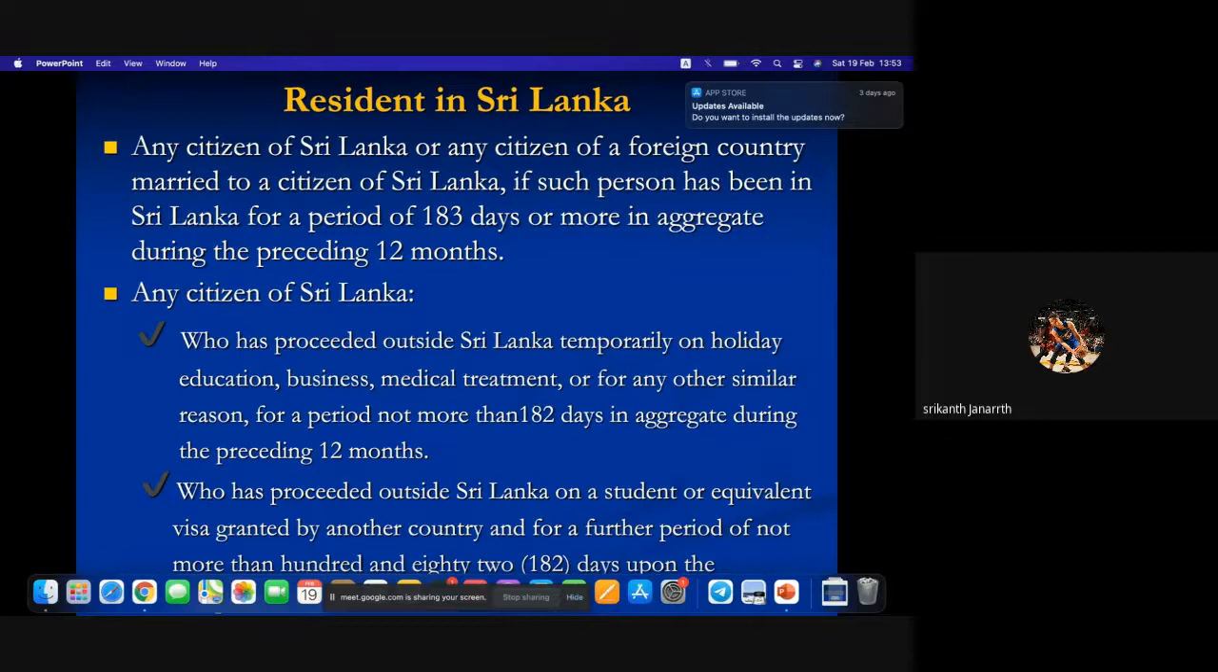Then look at the third one. A student visa or equivalent visa granted to a person to study abroad, right? When a person is on a student visa or equivalent visa outside Sri Lanka to pursue education, he is treated as a resident. The time frame given is that once they complete the education, they should come back to the country within 182 days. So if a student goes to Australia, does his degree program, then wants to do the masters, and remains there, after the masters when he comes back here within 182 days of completing his studies, he is a resident.